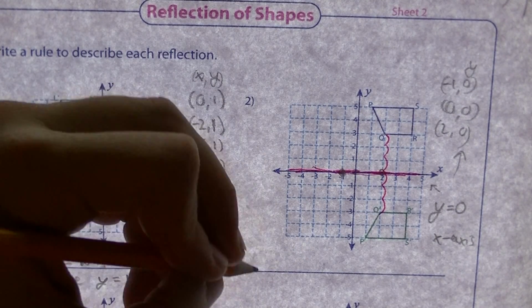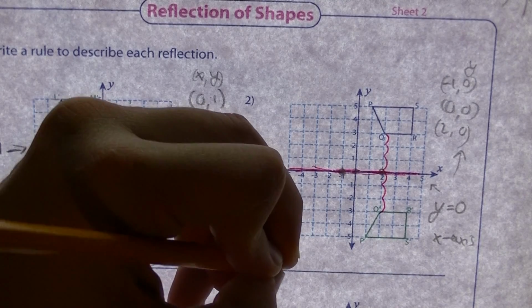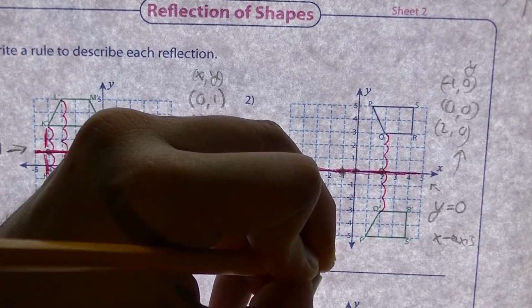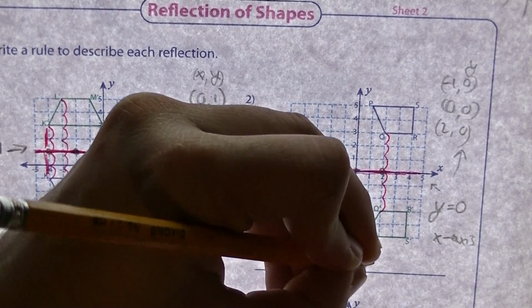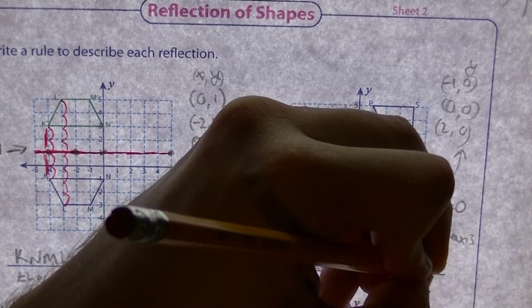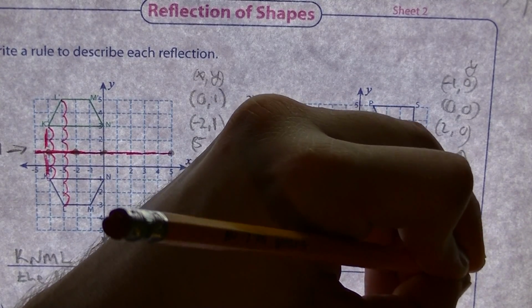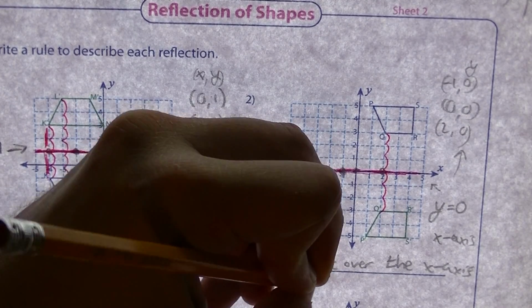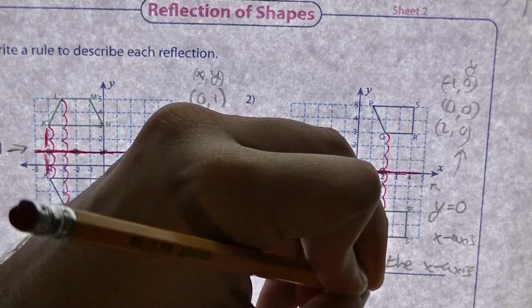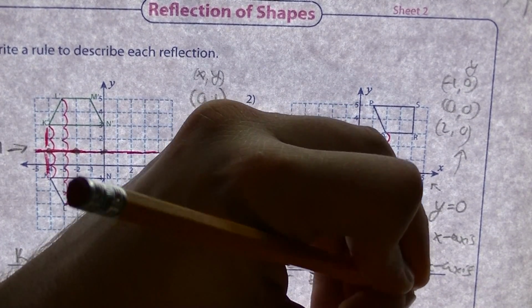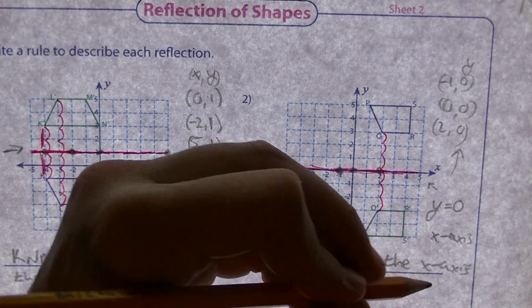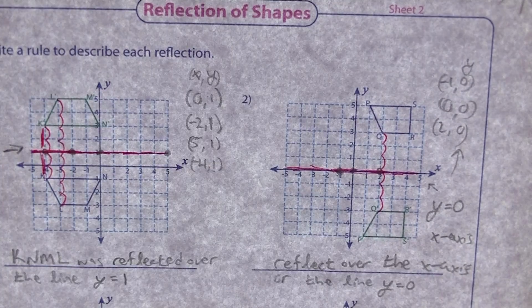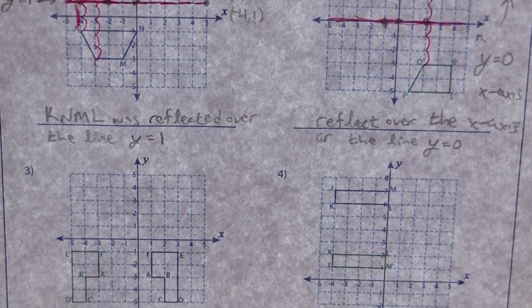And when I'm going to write the rule, I'll say reflect over the x-axis, or if I wanted to, I could say, or the line y equals 0. Either name is correct for this line over here. All right, let's do one more with me talking, and then I'll just do the rest of these questions silently.